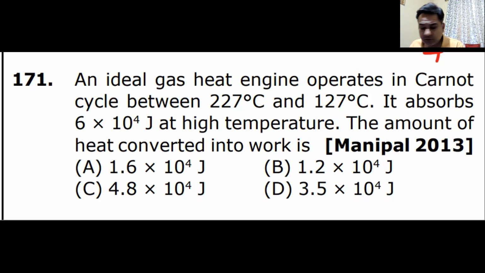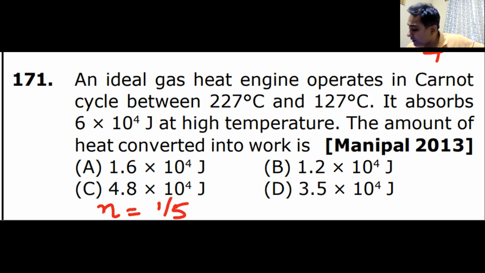Anyone who has done this? Well, how to do this? First of all, we have to find out the efficiency. Yes or no? Efficiency is 1 minus T2 divided by T1. T2 is 400. T1 is 500. 1 minus 4 by 5. 1 minus 4 by 5 is 1 by 5. Do we get this? Yes or no? Efficiency is 1 by 5.